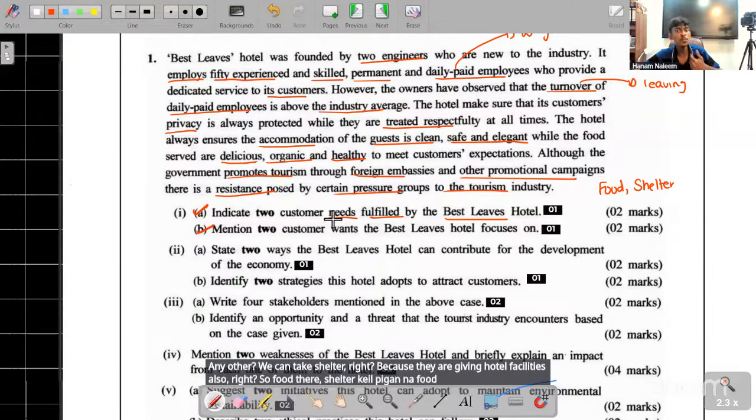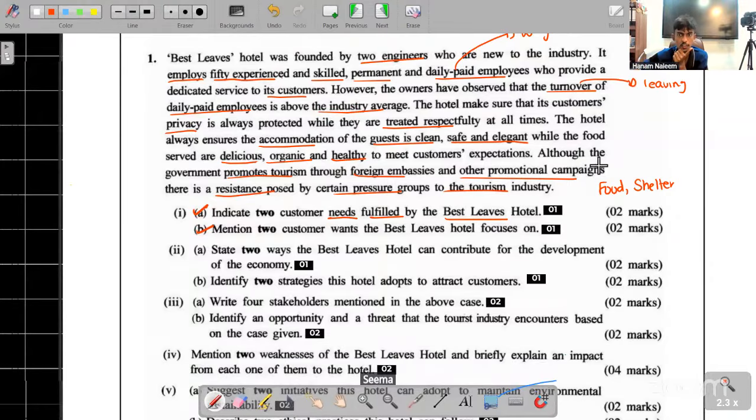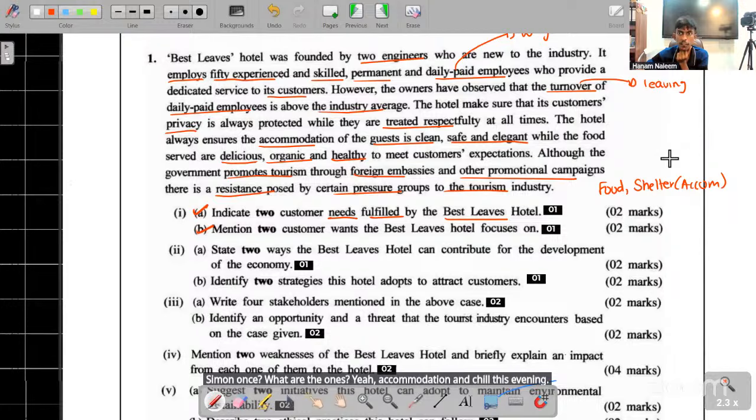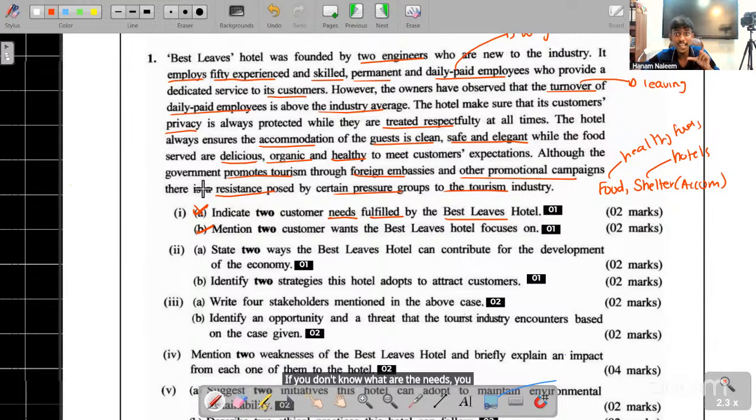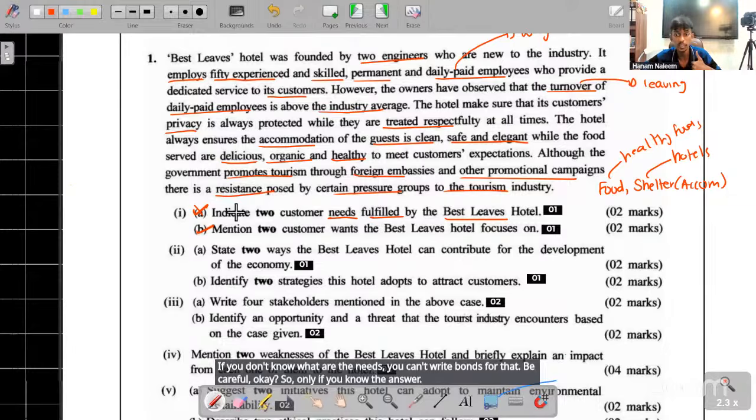Good. Now wants. What are the wants? Accommodation and shelter are the same. For shelter, you can take hotels. For food, you can take healthy foods. So now be sensitive. If you don't know the A answer, B is also wrong. If you don't know what the needs are, you can't write wants for that. Be careful. Only if you know the answer, please. If not, don't take it.